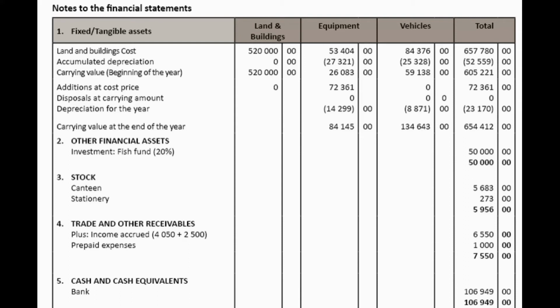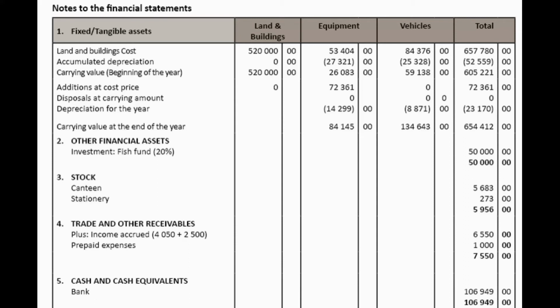And the other entries are the ones for the depreciation for the year. I've already showed you the calculations. For equipment, it was 14,299. For vehicles, it was 8,871. Okay, and then we get the carrying value at the end of the year. How do we get that carrying value? We take the carrying value at the beginning of the year, add additions, and deduct this year's depreciation to get the new carrying value at the end of the year.